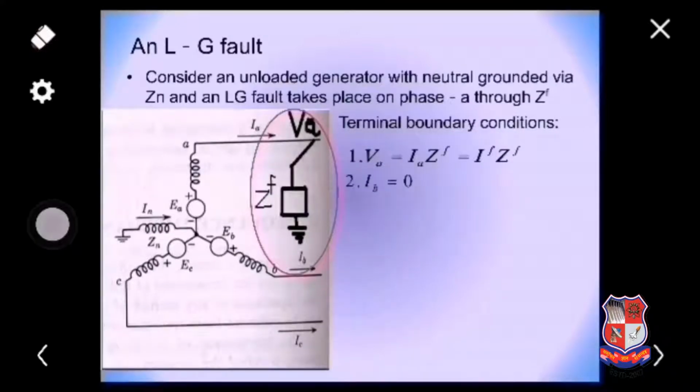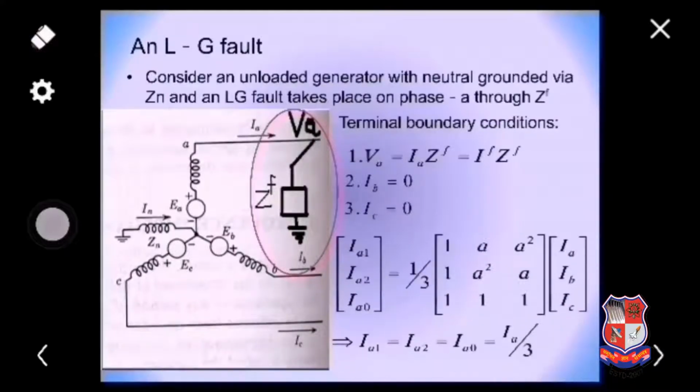So definitely IB and IC will be 0. Now let us use the symmetrical component transformation matrix to understand or to represent these phase quantities as sequence quantities. We can easily define IA1, IA2, IA0 in terms of IA, IB, IC using this transformation matrix, and that is what we have already learnt.